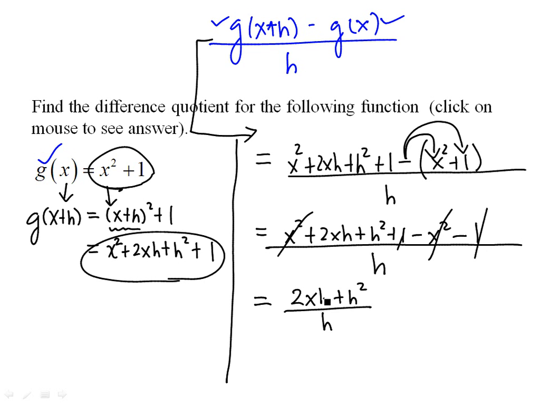Notice that both terms in the numerator contain an h, so you can factor it out. If you factor it out, you have 2x left over plus h, and the h's will cancel. So your answer is 2x plus h.